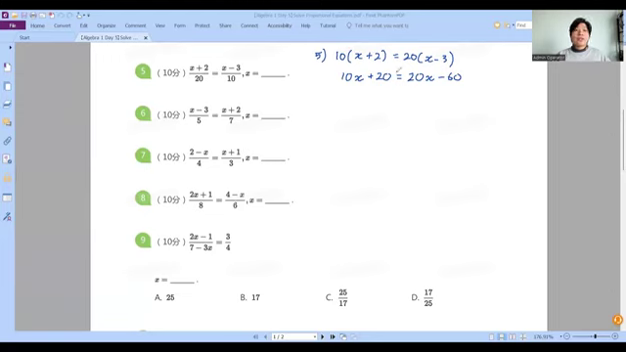Next, I'm going to bring my x terms to the right here. And my constant terms, or just my numbers, to the left. So this is going to be 20 plus 60 and 20x minus 10x. I get 80 from 20 plus 60, and 20x minus 10x is 10x. Last step here is to divide by 10. So 10x divided by 10, that's just x. 80 divided by 10, that's 8. x is equal to 8.